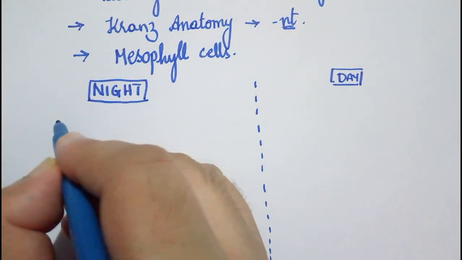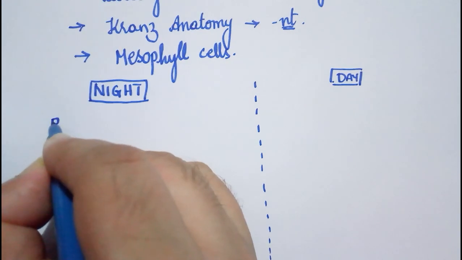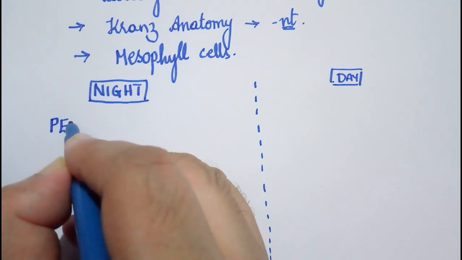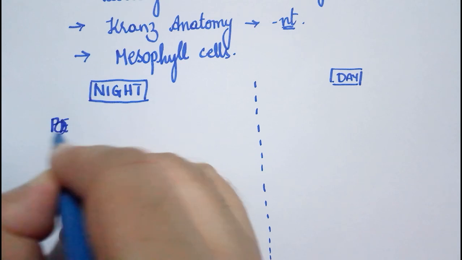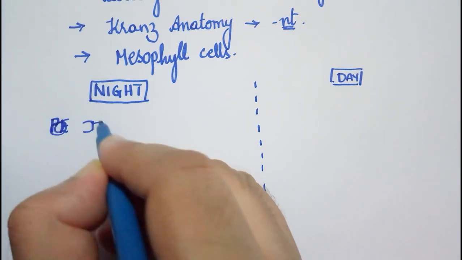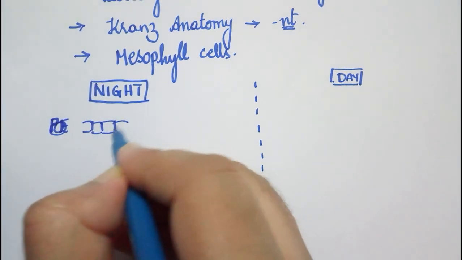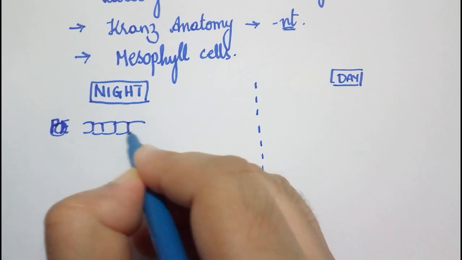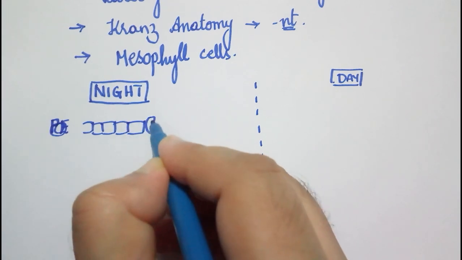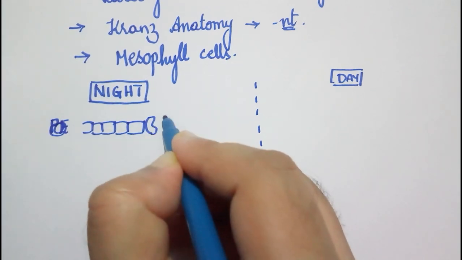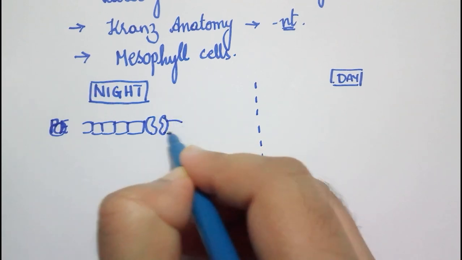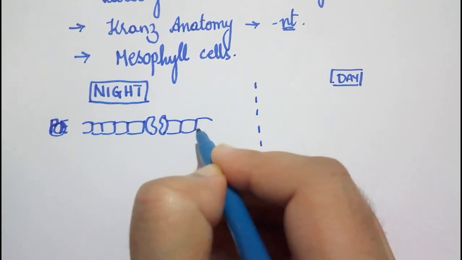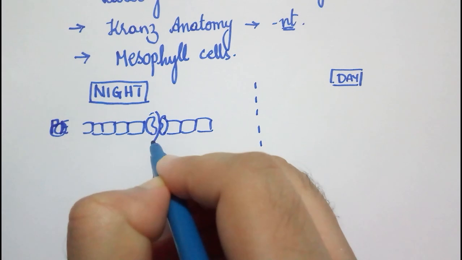So during the night time, what is going to happen is phosphoenol pyruvate. One more thing before going to phosphoenol pyruvate, we'll see these are the epidermal cells. Epidermal cells compactly arranged, and stomata are open during the night time. This is what I told you. When stomata are open during the night time, what is going to enter inside?